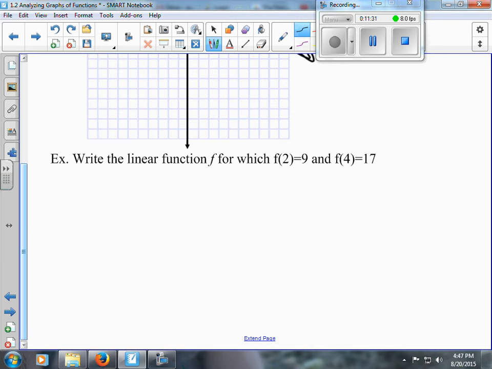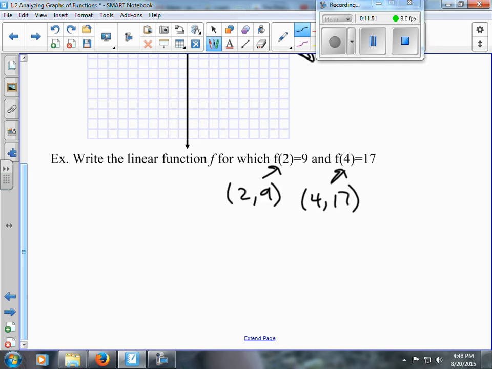All right, next question, write the line. Okay, so this is a coordinate point. This is the point 2, 9. X is 2, y is 9. And this is the point 4, 17. To write the equation of a line, you need to have 2 ingredients. One is the slope, and then the other one is a point, any point at all.